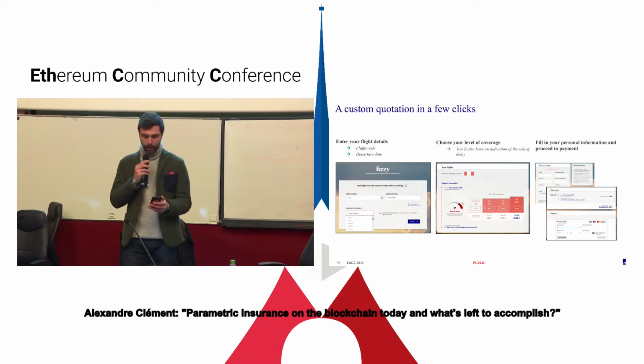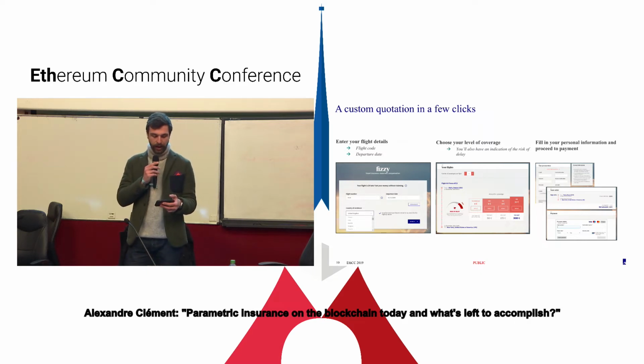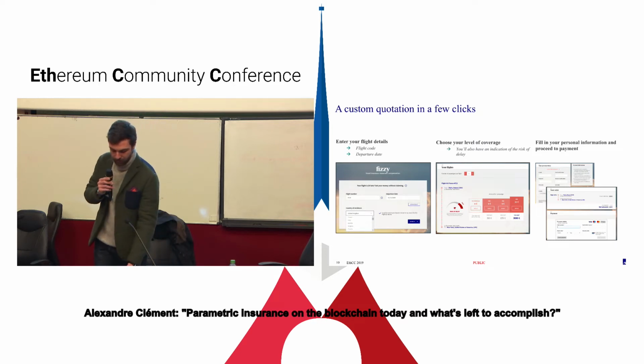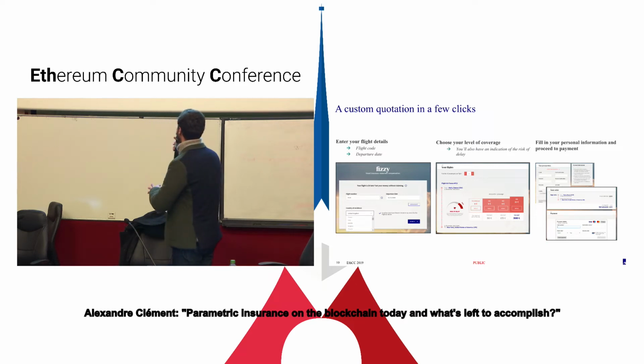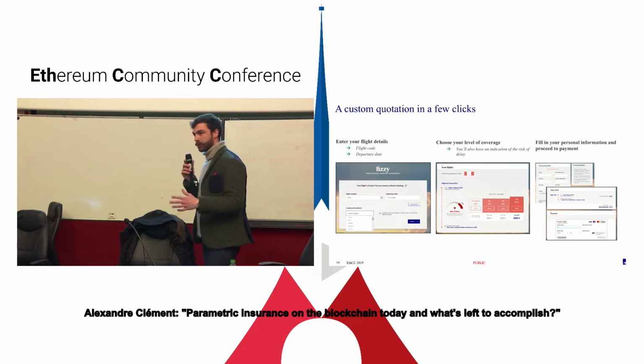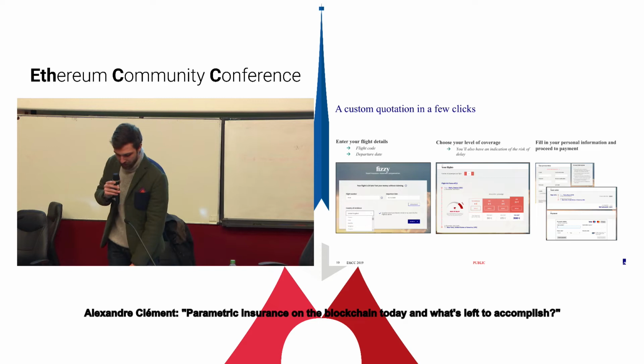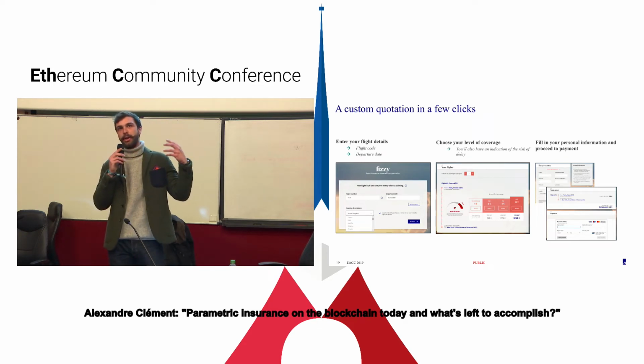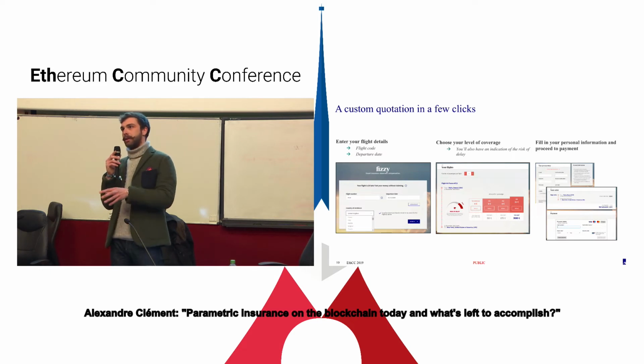And coming back to Fizzy, if some of you haven't seen it yet, it's basically a website in which you can get a quotation for a given flight in a few clicks. You just input your flight details. So this is the part where all the data science happens, because we are able to price each flight independently, depending on its risk of delay.